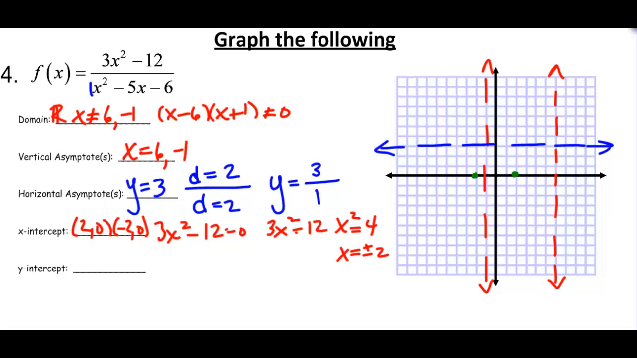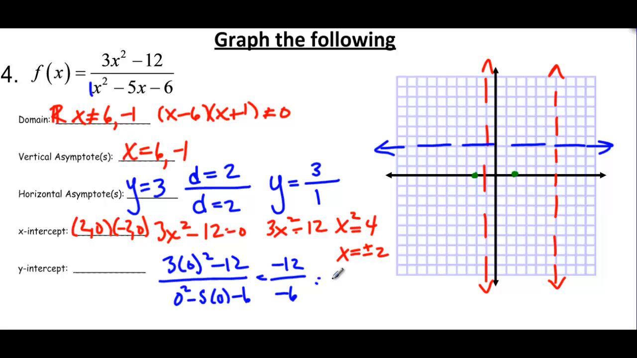And then for my last part, anywhere I see an x, I'm going to substitute in 0. So 0 squared minus 5 times 0 minus 6. The numerator becomes negative 12, the denominator negative 6, so I get a y-intercept at 2, so 0, 2. So I'm going to go 0 up 2. Now I can kind of see what's going on here anyways.